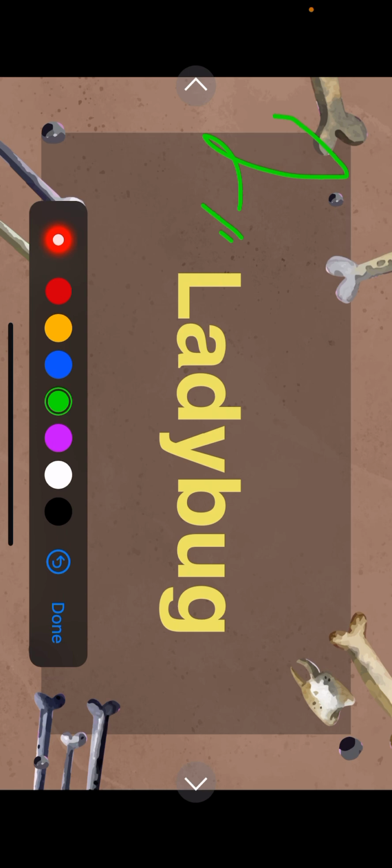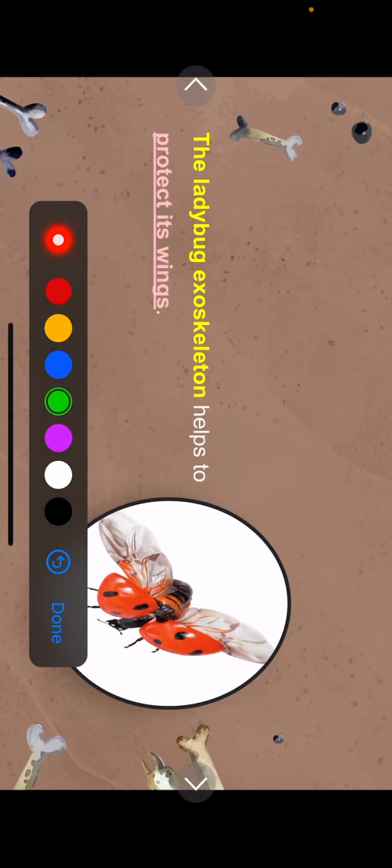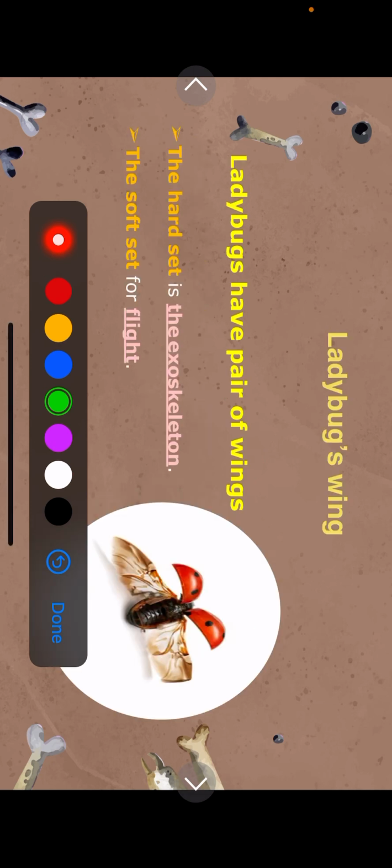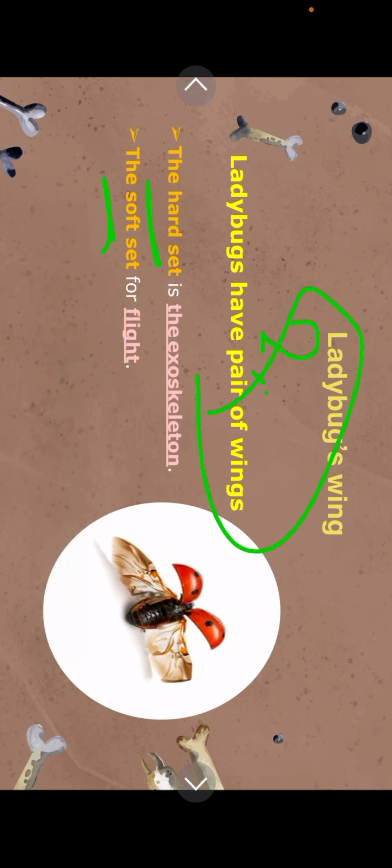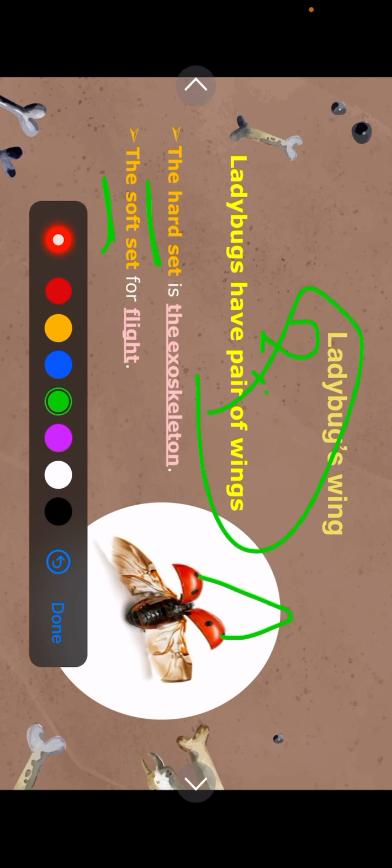Number two, let's talk about the ladybug. This is the second animal and it also has an exoskeleton. The main function of the exoskeleton in the ladybug is to help protect its wings. Let me tell you that the ladybug has two pairs of wings. How many? Two pairs of wings. The hard set, this is the exoskeleton, and the soft set for flight.